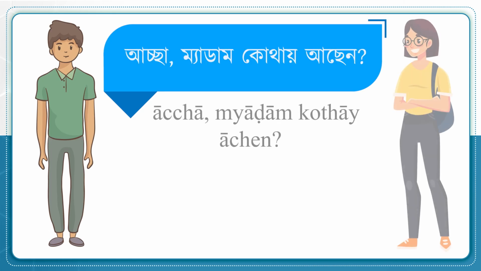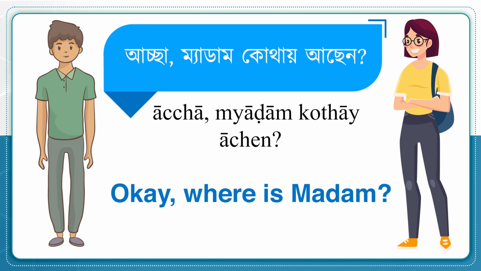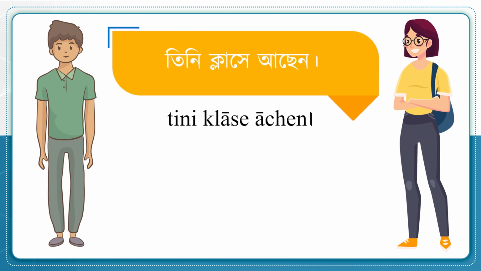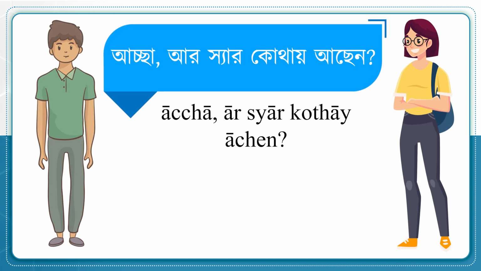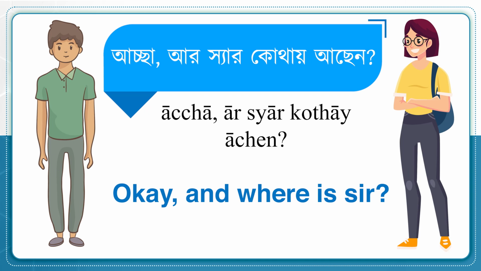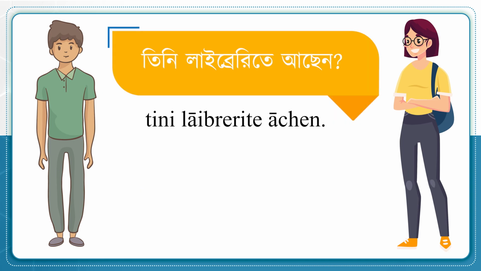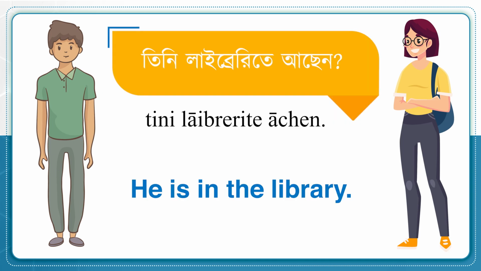We will read the conversation of Raju and Amita again. Raju says, Acha, madam kothay achen? Okay, where is the madam? Amita says, Tini classe achen. She is in the class. Raju says, Acha, ar sir kothay achen? Okay, and where is sir? Amita, Tini library te achen. He is in the library.